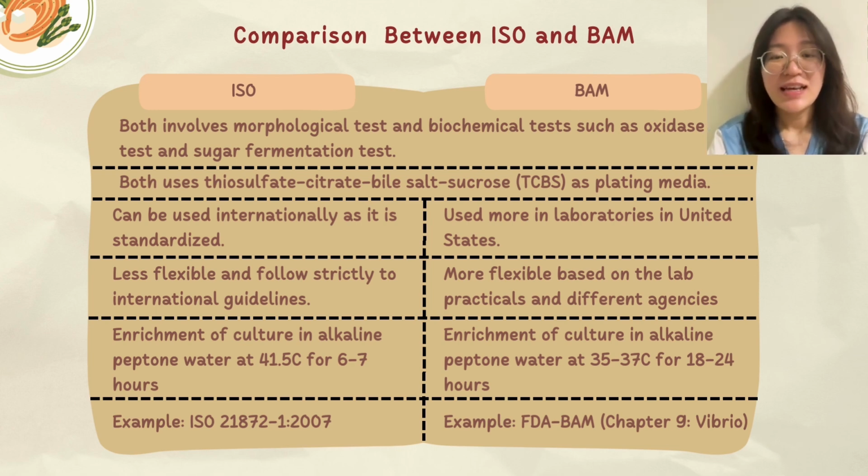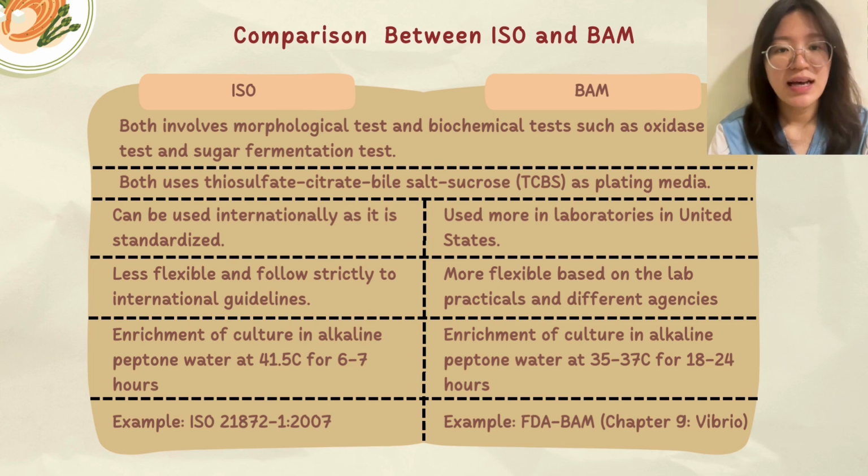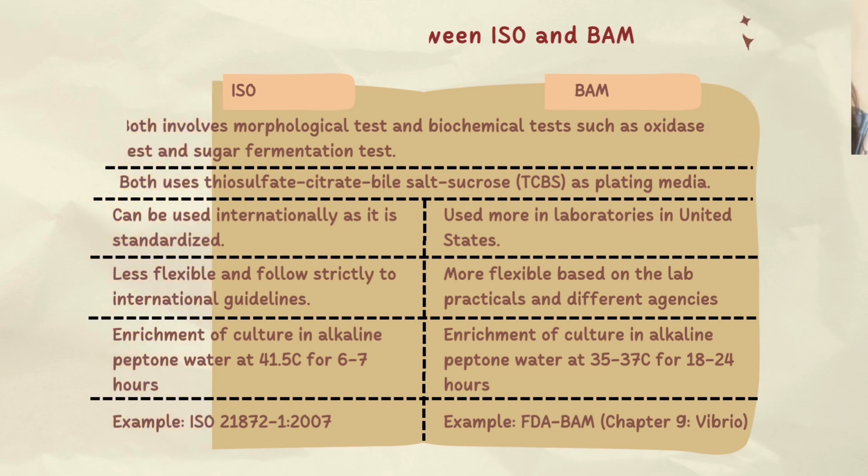For the ISO method, enrichment of culture is done in alkaline peptone water at 41.5 degrees Celsius for 6 to 7 hours, whereas for the BAM method, enrichment of culture is done in alkaline peptone water at 35 to 37 degrees Celsius for 18 to 24 hours. An example for the ISO method is ISO 21872-1 2007, and the example for the BAM method is FDA BAM Chapter 9 Vibrio.